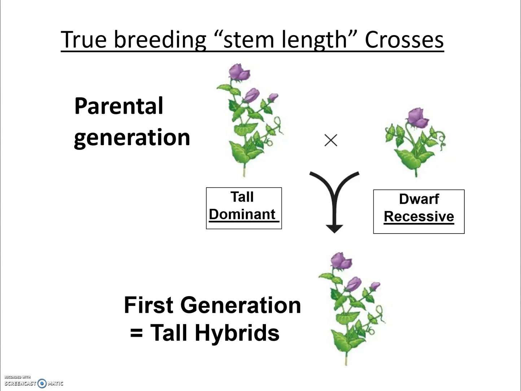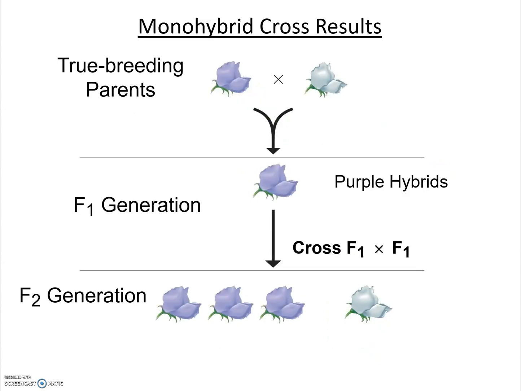And we can see a similar kind of thing. If you take your tall plants that are out there and you cross them with some dwarf plants, the first generation that comes out of there had all tall plants. So again, this sets up that precedent that the tall pea plant is dominant over the dwarf pea plant that's out there.